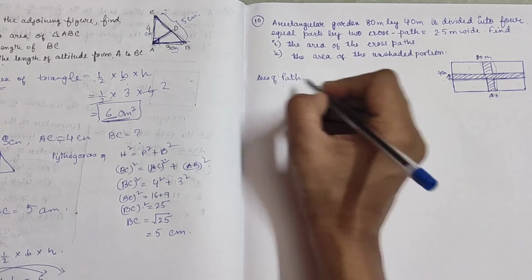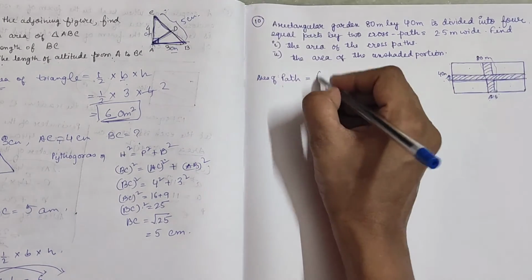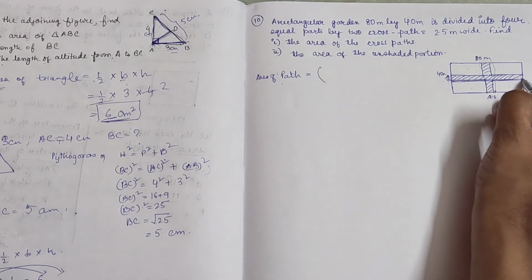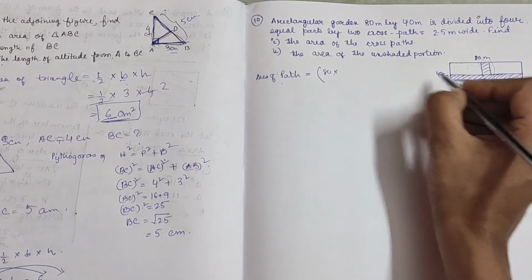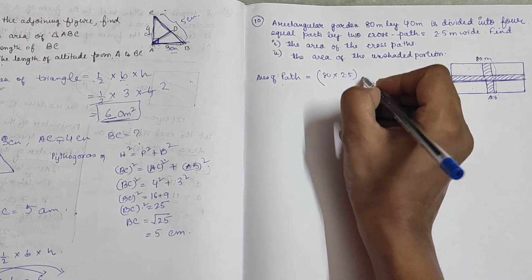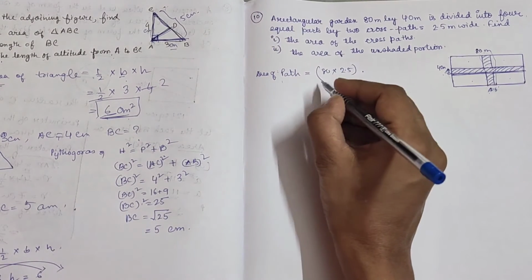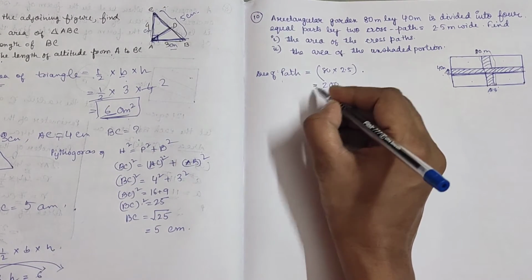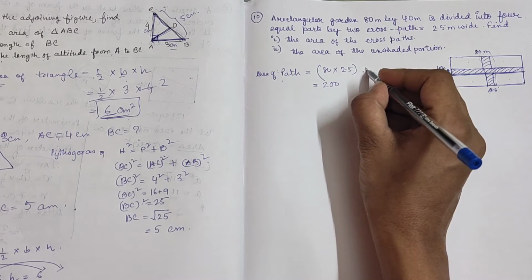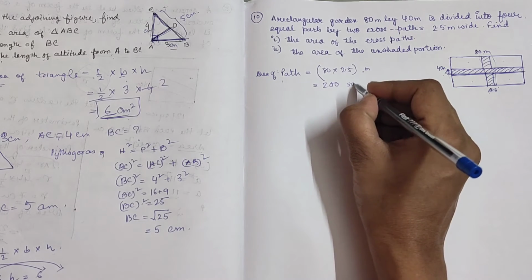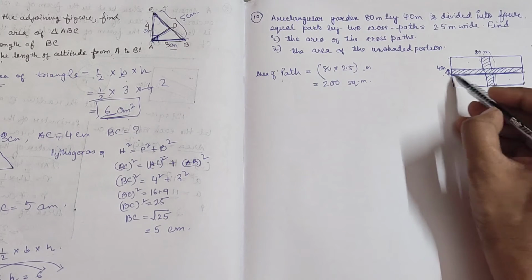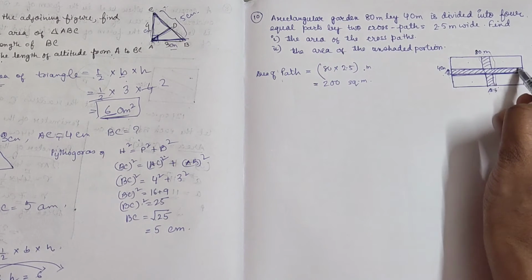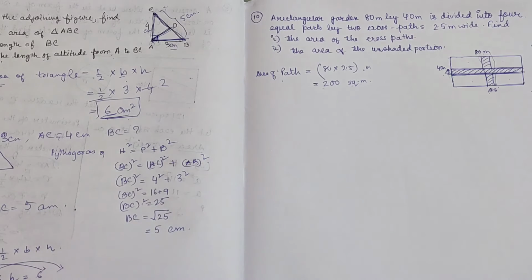Now we are finding out the area of path. First I am doing this side, length is 80 meter into 2.5. 80 into 2.5 equal to 200. As it is in meter, so we will write square meter. So the area of the path across the length is 200 square meter.